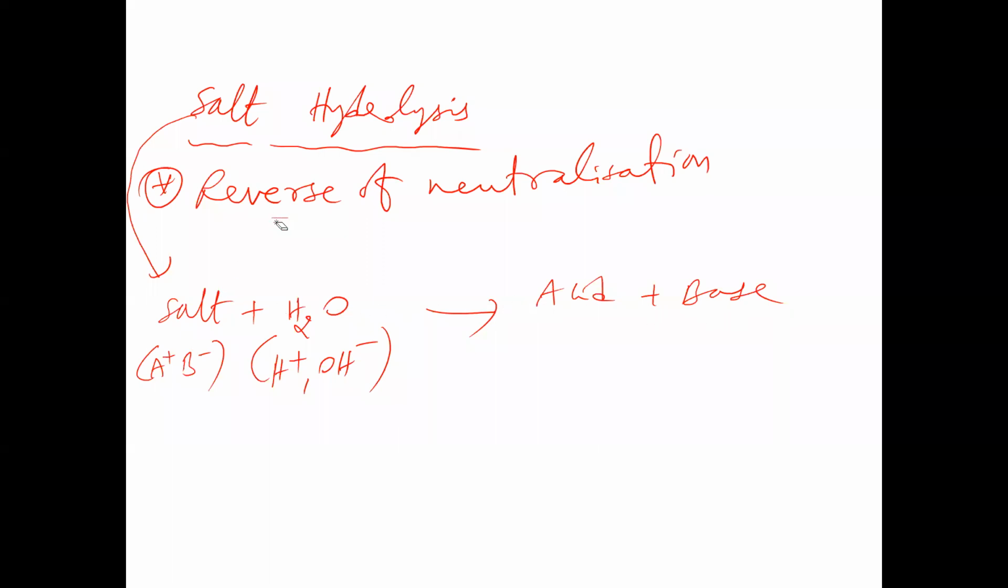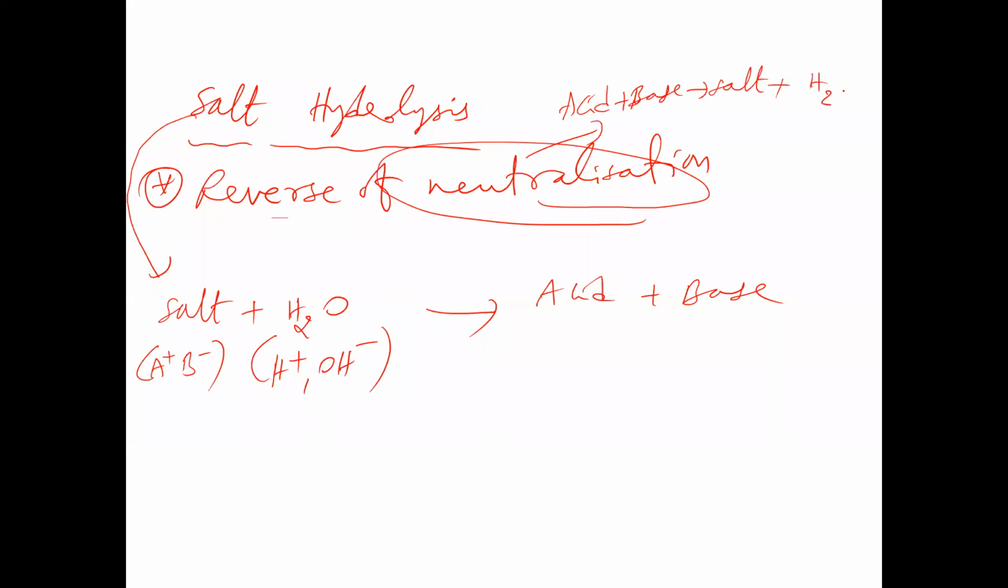So this is the reverse of the neutralization reaction. In the neutralization reaction, what happens? Acid plus base will give salt and water. Now in salt hydrolysis, salt plus water gives rise to acid plus base. Here we have to understand which cation interacts with the anion of water, and which anion interacts with the cation of water.